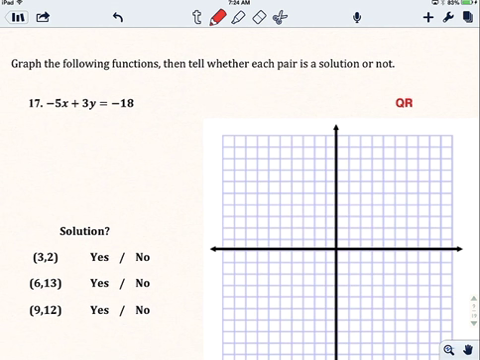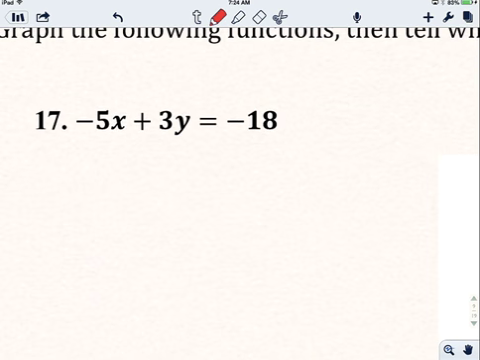All right, so we're supposed to graph and tell whether or not the things are solutions. Let's start with the graphing part. When you're dealing with a function that's in standard notation like this, it's hard to know how to graph it unless you're pretty clever. The best thing you can do at this point is to try to solve for y.